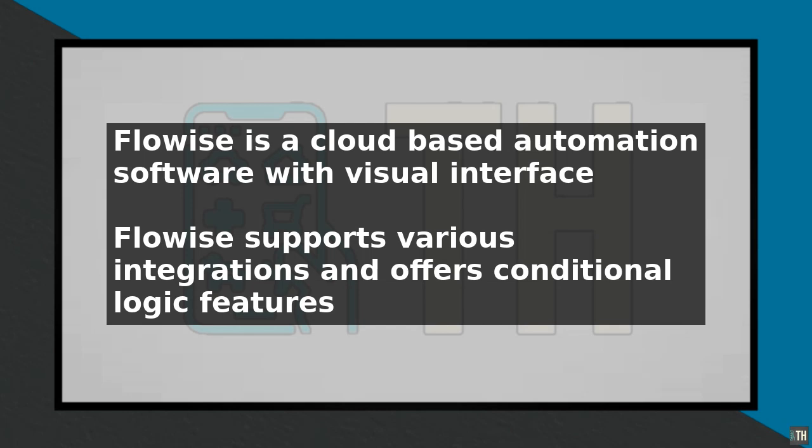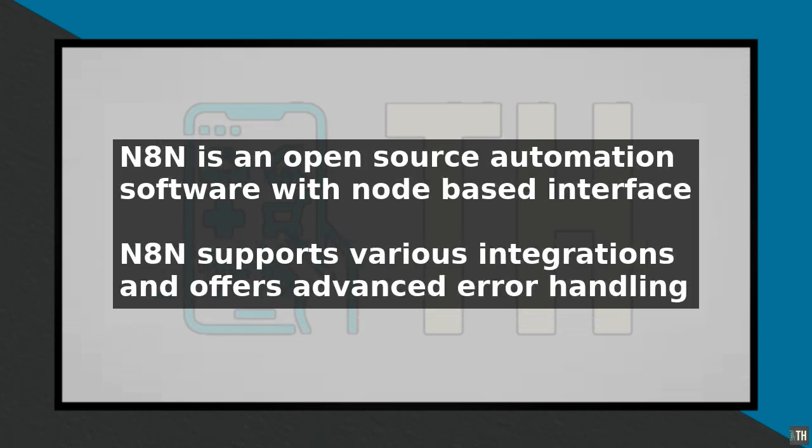Understanding Flowise. Flowise is a cloud-based automation software that allows users to create custom workflows using a visual interface. It supports a wide range of integrations with popular apps and services and offers advanced features such as conditional logic and error handling. Flowise is known for its ease of use and flexibility, making it a great option for businesses of all sizes.